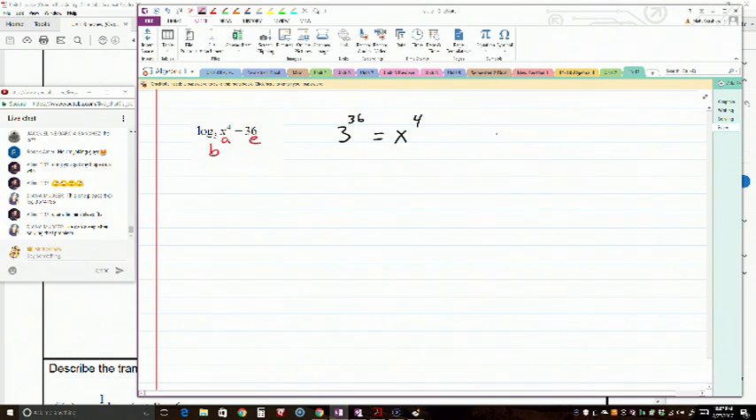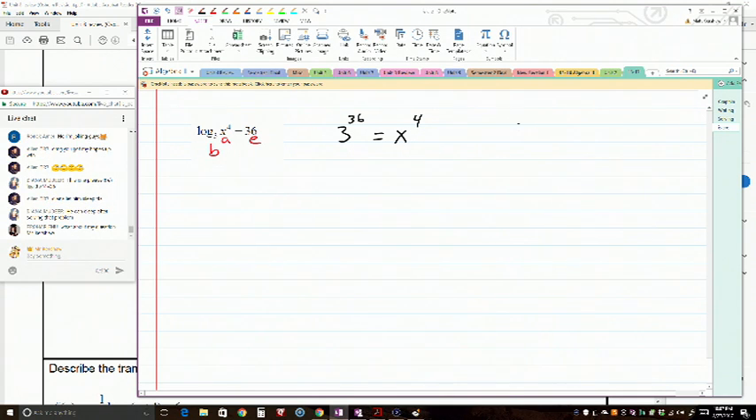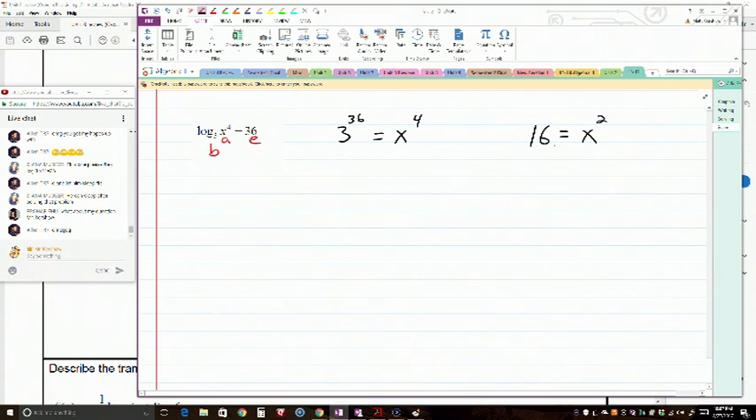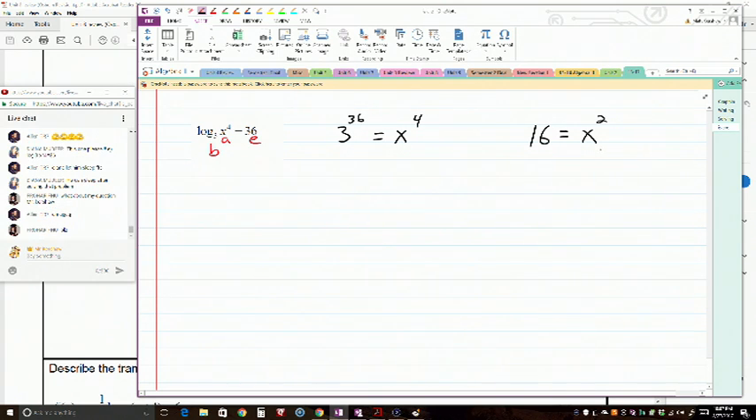And so you actually have to go back to when we were doing rational exponents. And so, like I did in class today, let's do a different example. If I said 16 equals x squared, how would I solve this?